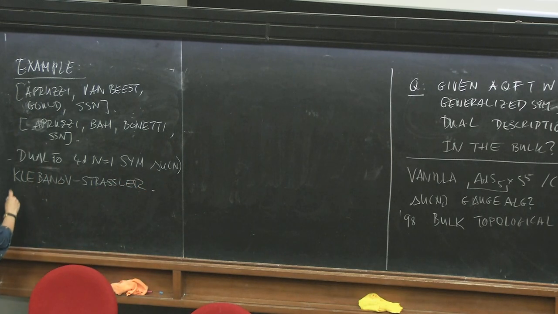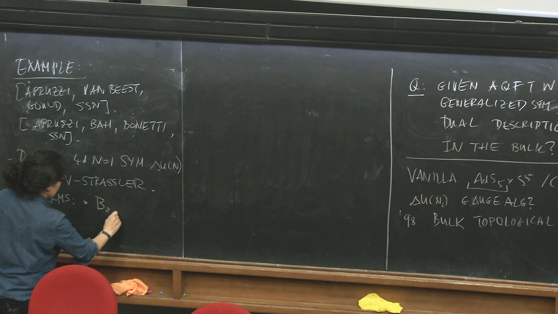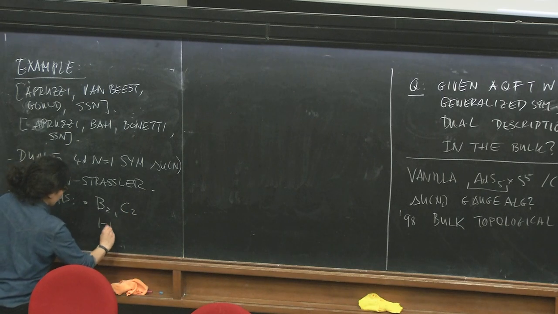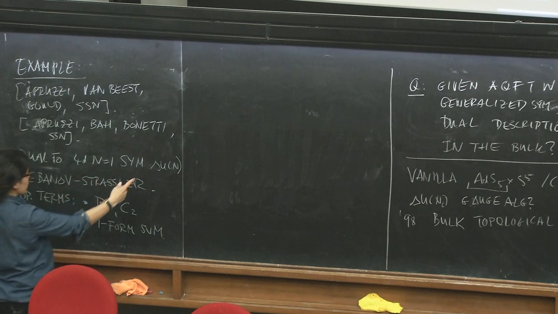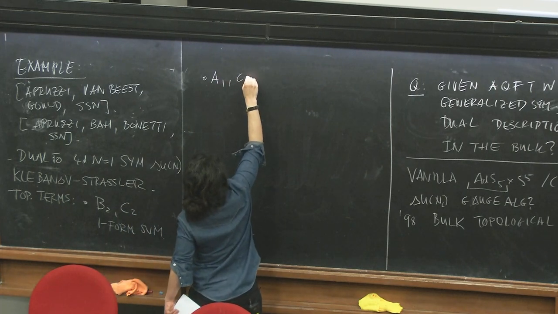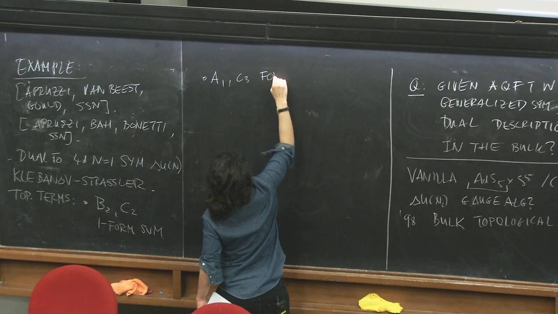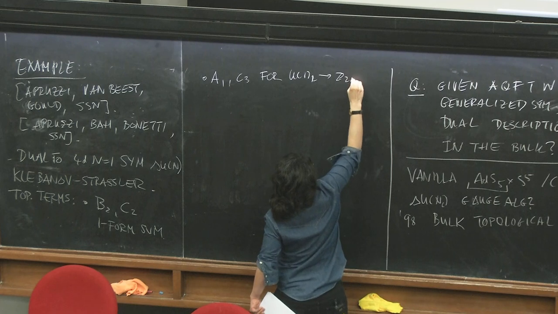And the interesting thing is, if you look at Klebanov-Strassler and you restrict to the topological terms, you'll see that you get something. There should be background fields for the one-form symmetry, so some B2 and C2. These are the one-form symmetry backgrounds, because it's pure super-Yang-Mills. And there should also be backgrounds A1, and its dual C3, which come from the U(1)_R symmetry, and then get broken to Z_2N.